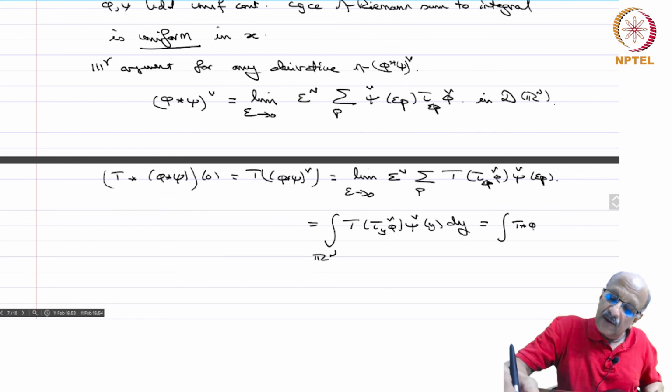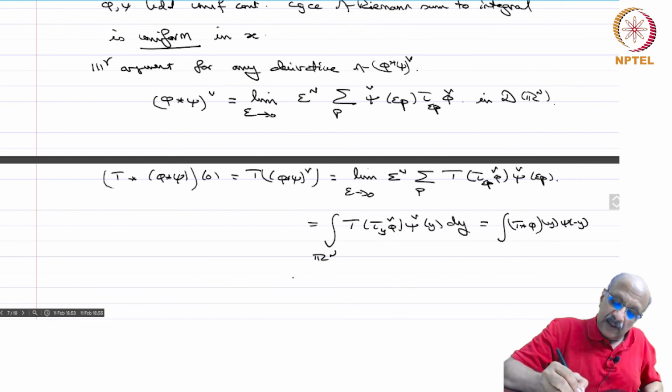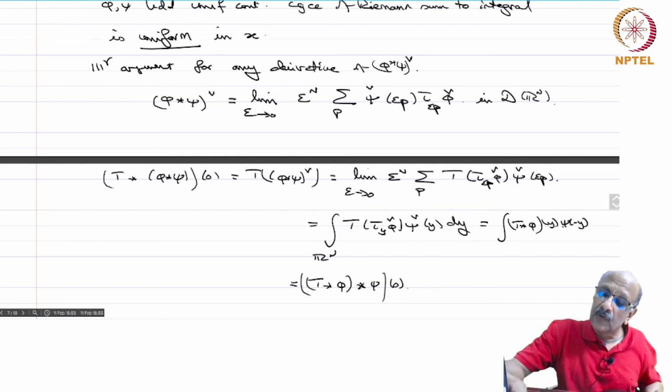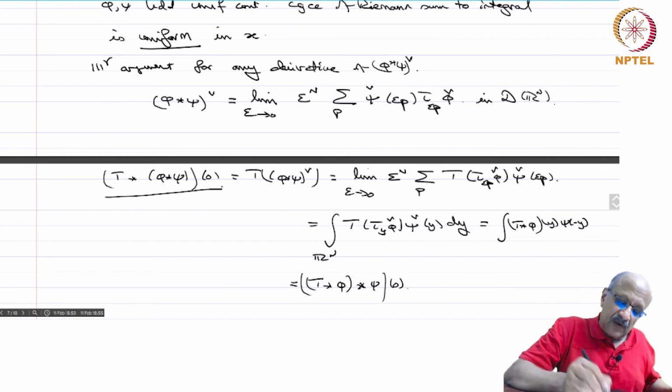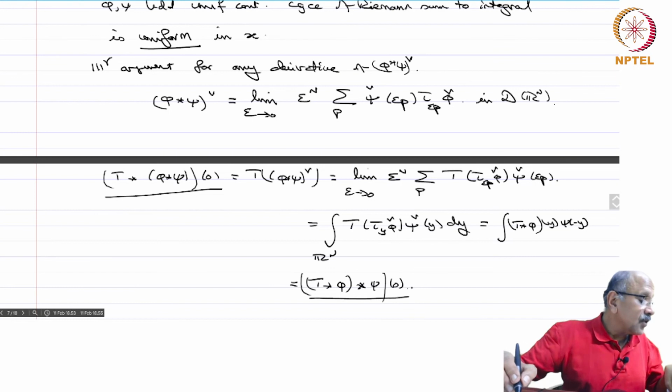and that is equal to the integral of T star phi of y, psi of minus y, and that is nothing but the usual convolution. So, T star phi star psi evaluated at 0. You use psi of 0 minus y, so that is just evaluation of this. So we have proved this formula, T star phi star psi at 0 is equal to T star phi star psi at 0, and therefore that completes the proof of the third part.